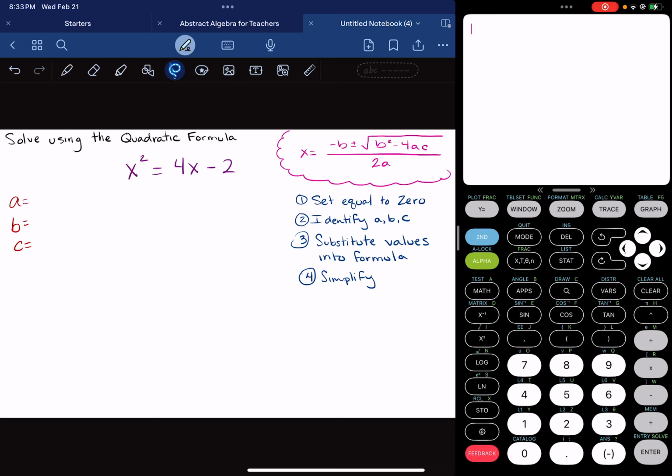Alright, in this video we're going to look at a second example of solving a quadratic using the quadratic formula. Just like the previous video, we're going to start with setting this quadratic equal to 0. I like keeping the coefficient on the x squared as a positive, so I'm going to try to move the 4x minus 2 to the other side of the equation to join the x squared. In order to do that, I'm going to start by adding 2 to both sides.